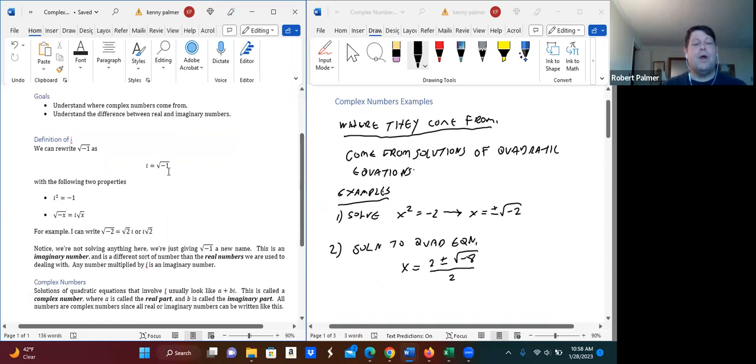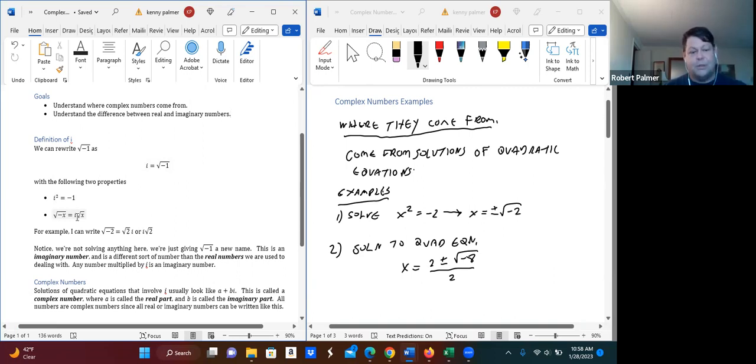Now, also we have a couple properties on this. If you square i, then you get -1. Kind of like when you square a square root, you get what's underneath. Then for any radical like these, we can make it look like this. So the square root of negative x, we can rewrite as i times the square root of x.